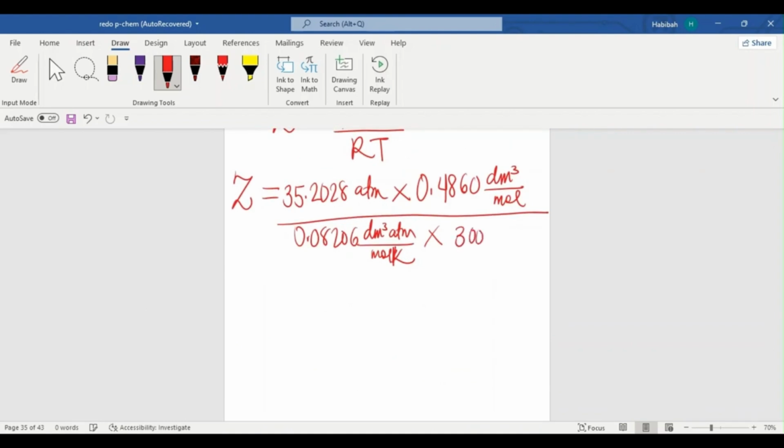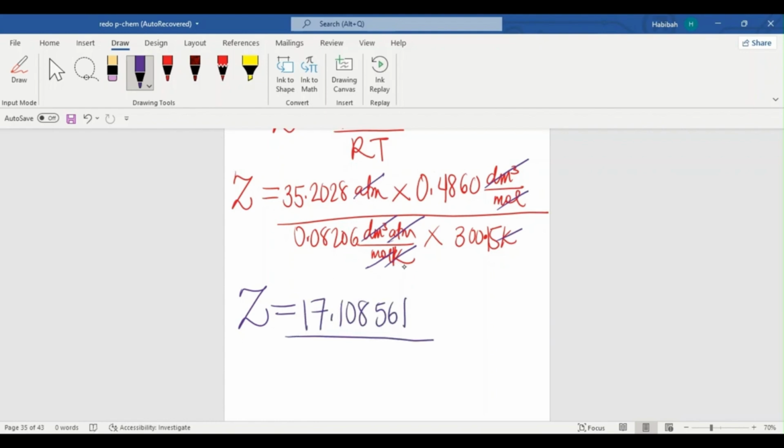Of course, you cancel out the atmosphere, the dm cube with dm cube, the Kelvin with Kelvin, the mole with mole. And as you've seen, we've successfully cancelled out every single unit. So all we have to do is input this information in the calculator. When we input the numerator, 35.2028 times 0.4860, we end up getting 17.108561, divided by 0.08206 times 300.15, which would give you 24.63031.